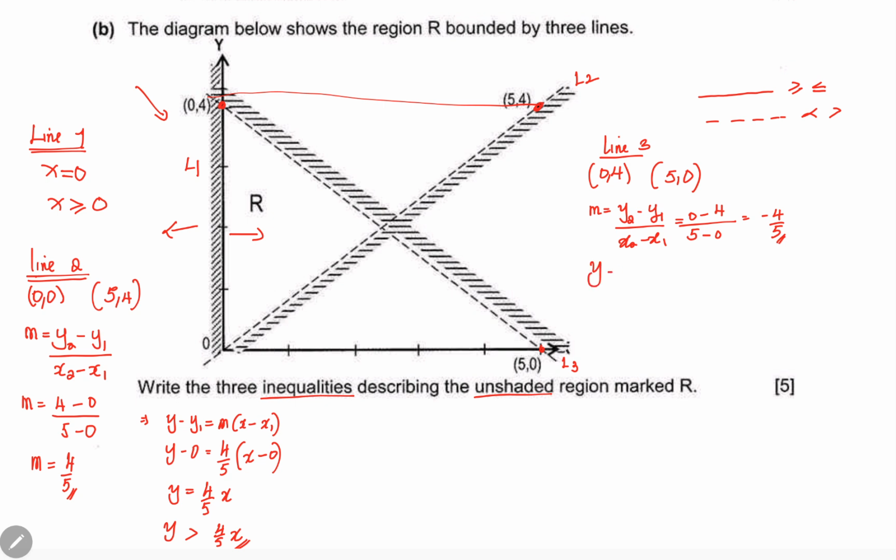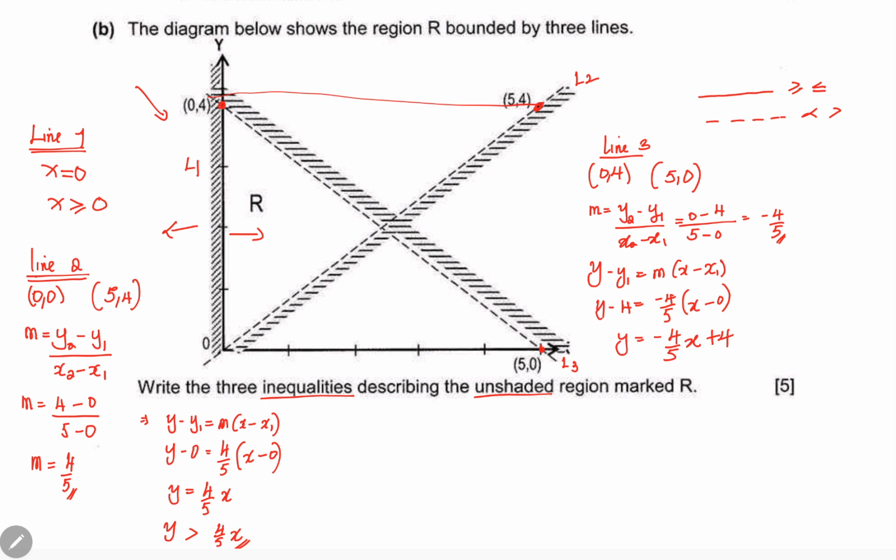Now, going to the equation formula, y minus y1 is equal to m times x minus x1. I like to use this one because it really gives me less pressure, you know. y1 is 4. Gradient is -4/5. x1 is 0. Meaning 4 will go the other side, meaning I'm going to have y is equal to -4/5 x plus 4. Am I interested in the equal sign? Not at all.